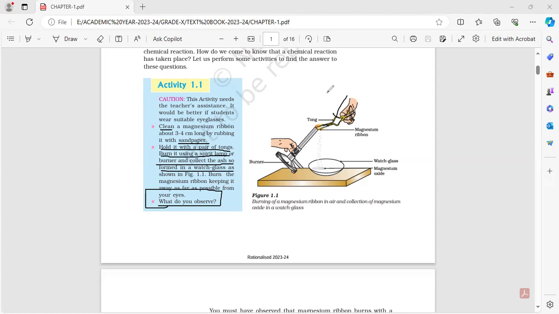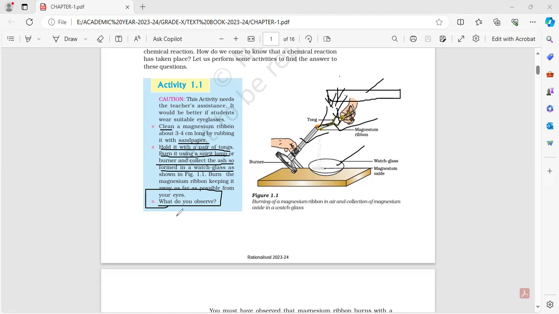Magnesium ribbon is a metal. Before going to do this activity, what do I need? I need a magnesium ribbon, a pair of tongs, a burner, and a watch glass. These are the minimum materials. First I should rub it. After rubbing it, using the pair of tongs, one end I'll hold, and another end I'll burn it. So what happens when we burn the magnesium ribbon? See here, what happens?